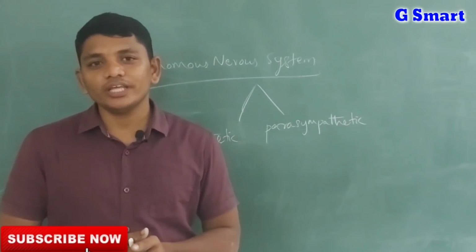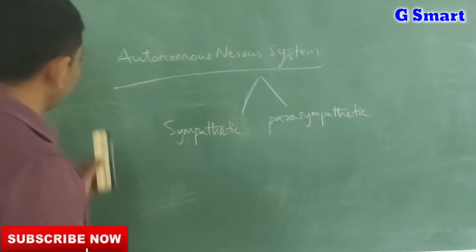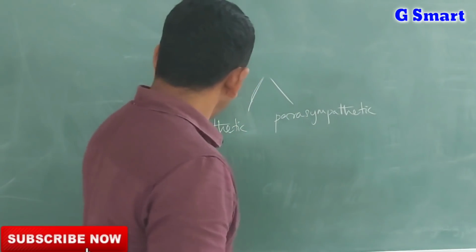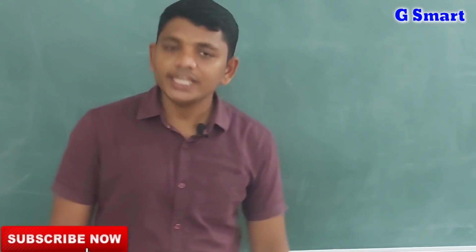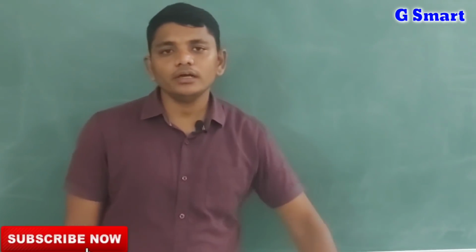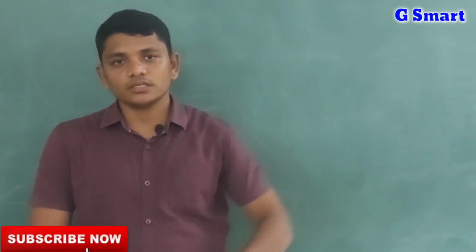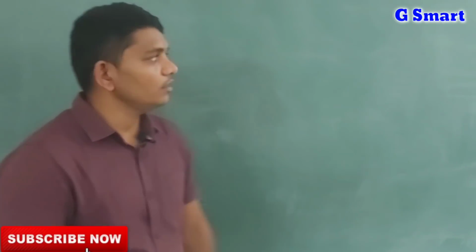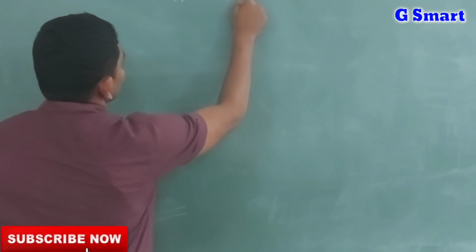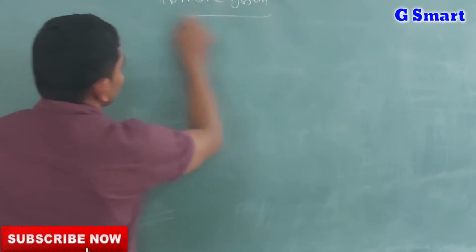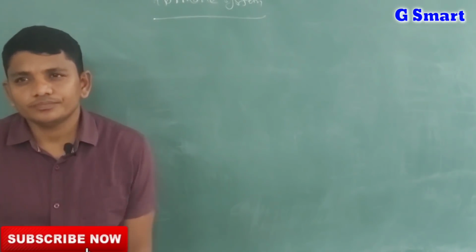Okay, let us discuss coordination in our body without nerves. Already I told you that coordination in our body occurs with the help of two systems. First one is the nervous system. Second one is the hormone system. Right, let us discuss one by one.